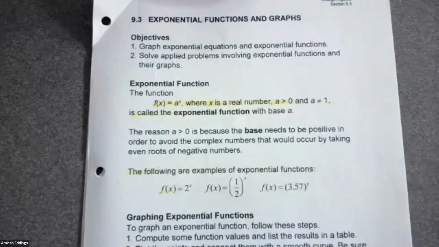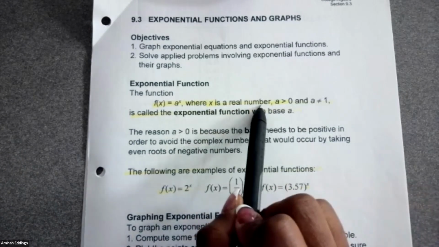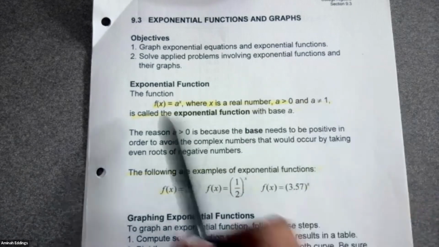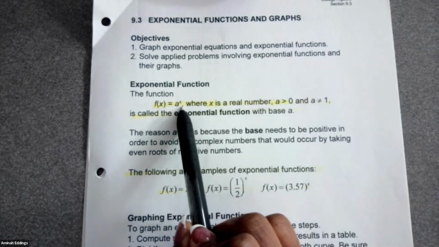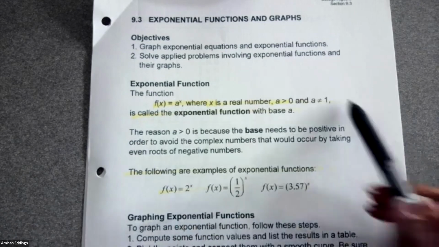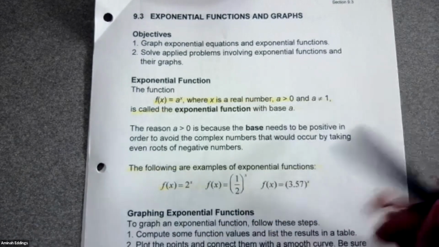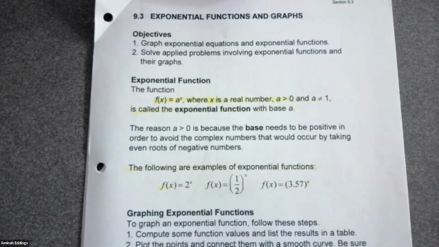real number. So that means we're not going to be dealing with imaginary numbers or numbers that have negative numbers underneath our radical. Okay, so that is what we mean by has to be a real number. Okay, a, or your base, must be greater than 0, and a cannot equal 1. If we have all of these cases, then we have an exponential function.